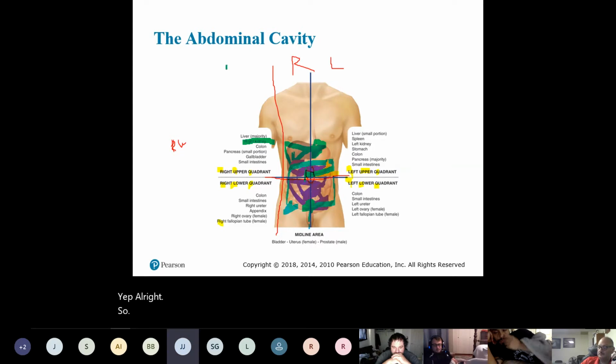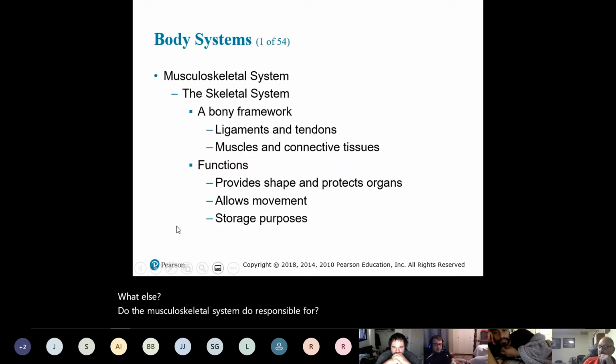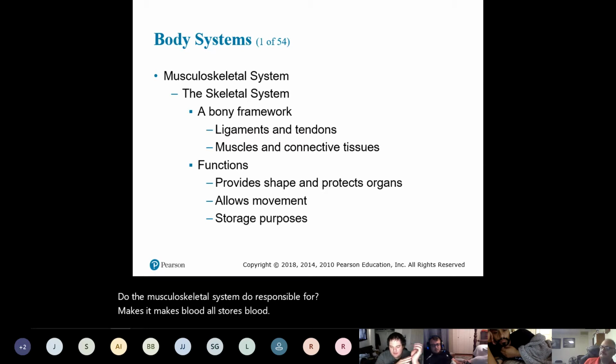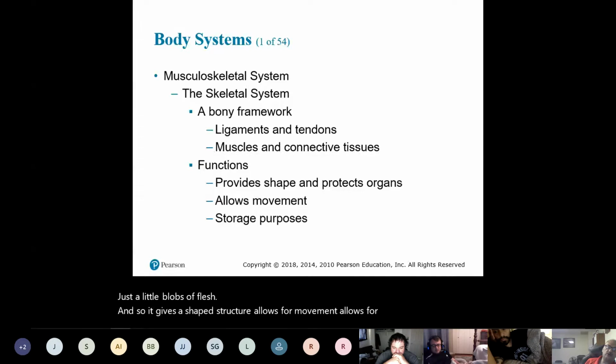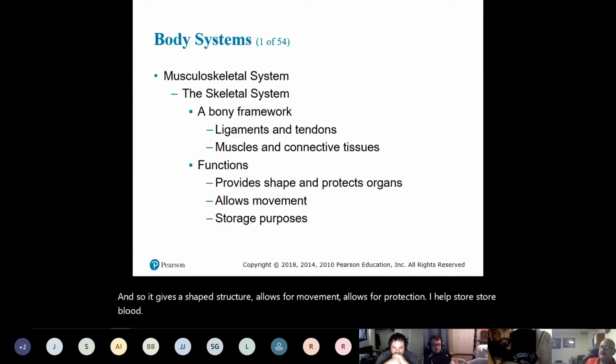So what else does the musculoskeletal system do? Responsible for? Makes blood. It makes blood. It also stores blood. What else? Regulates your temperature. No, that's the skin. So really, without the musculoskeletal system, we'd be blobs. A little bit of Jabba the Hutt and protozoa. Just little blobs of flesh. And so it gives us shape, structure, allows for movement, allows for protection, helps store blood. All right, store and create blood.